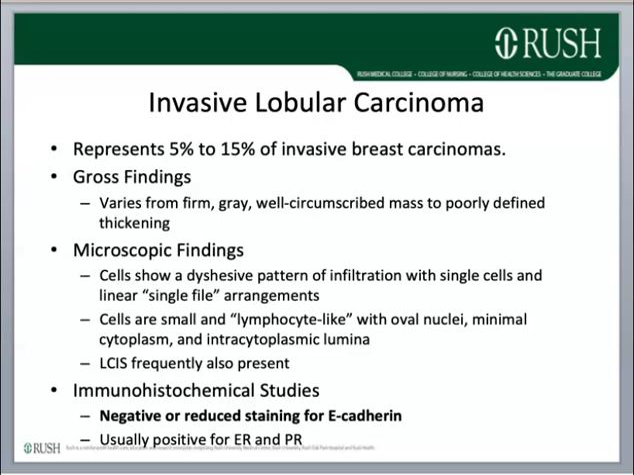By immunohistochemistry, the key finding is a negative or reduced staining for E-cadherin, which is a cell adhesion molecule and accounts for the discohesive pattern of growth. These are usually positive for both estrogen and progesterone receptors.